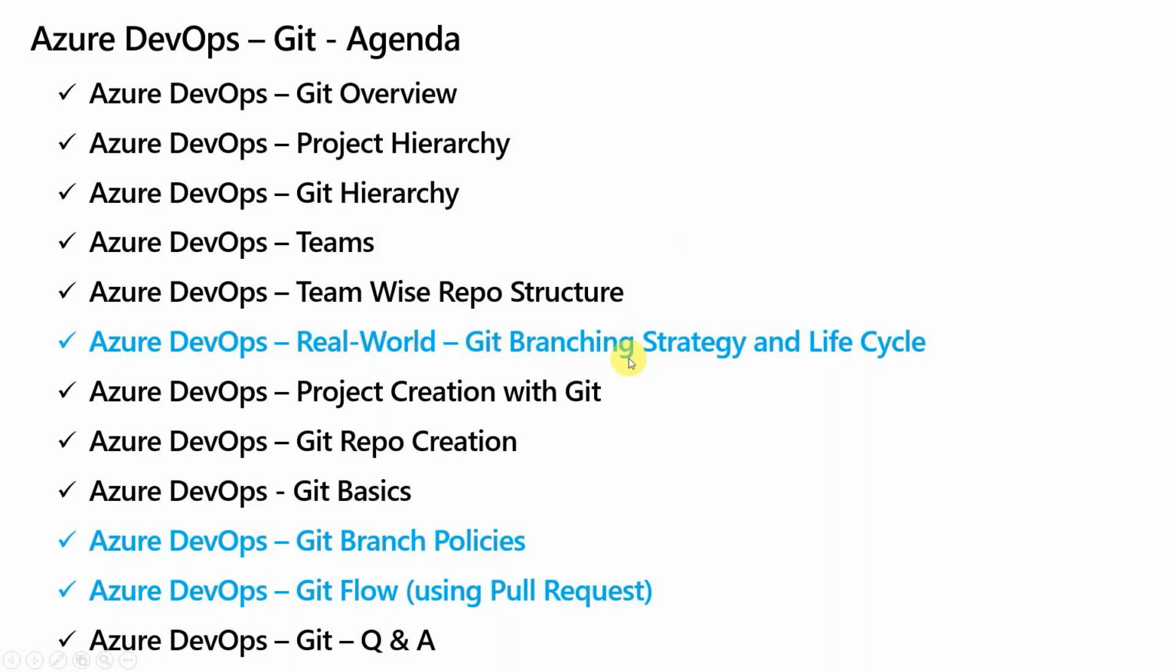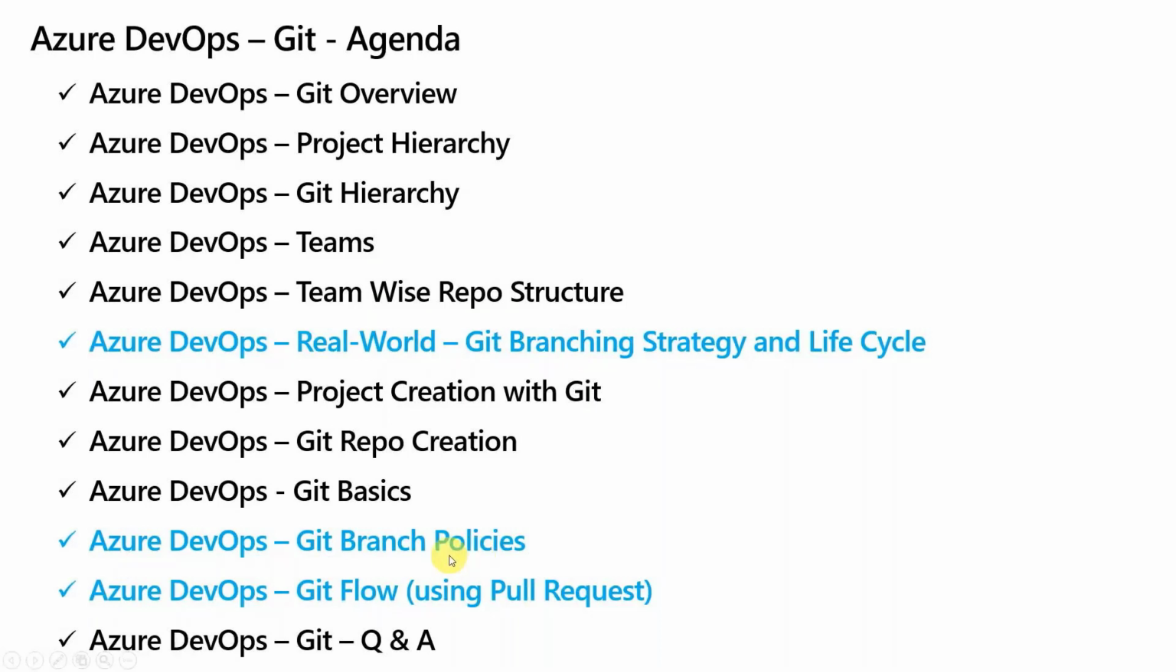Basically, I'll be explaining some real-world branching strategy and life cycle: when a Git branch would be created and when it will get deleted. We'll also do some hands-on labs, starting with project creation and repo creation. We'll see some Git basic commands as well.